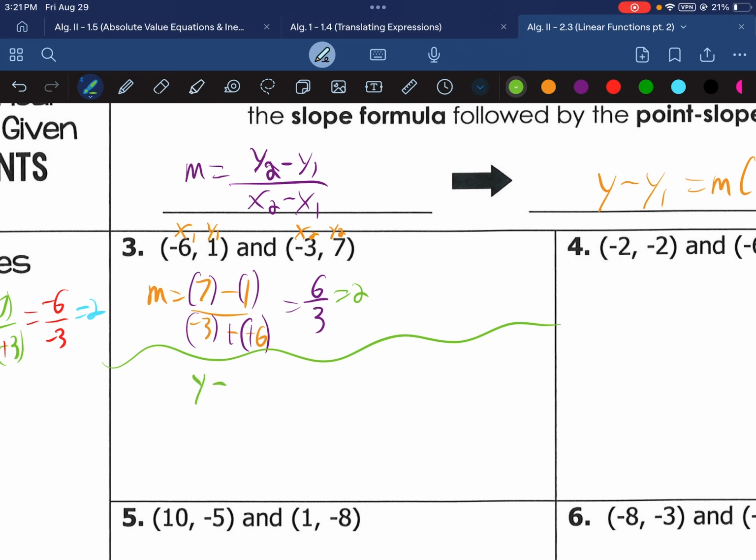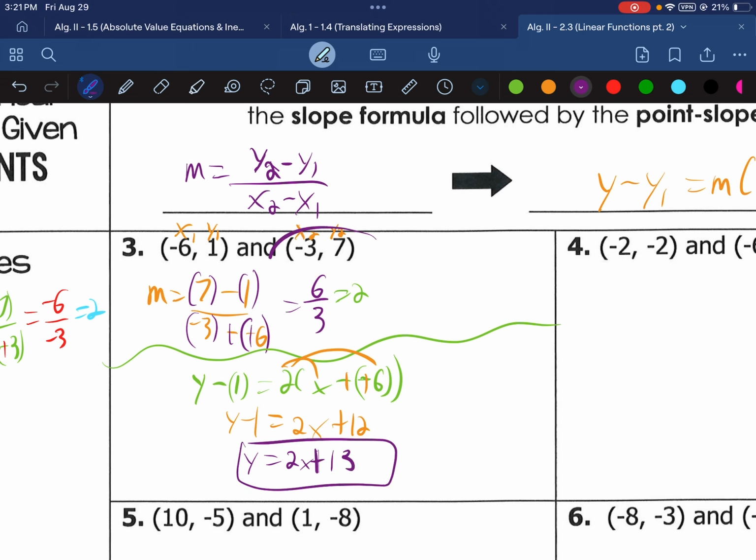Y minus 1 equals 2 times x minus a negative 6. So we have y minus 1 on the left, 2 times x is 2x, 2 negatives in a row make a positive, and 2 times 6 is 12. Now I add 1 to both sides and I get y equals 2x plus 13, and that is my answer in slope-intercept form. If you had picked this point instead and plugged that in, you'd get the same exact answer as long as your math is correct.